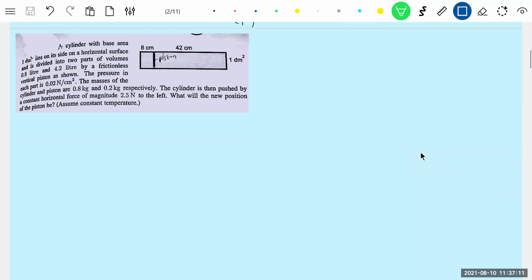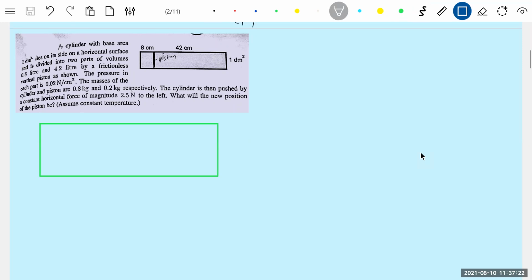We have a container like this, and I'll bring a piston. The mass of the container, let it be mc. Mass of the piston, let it be mp. Then the cylinder is pushed by a constant horizontal force of 2.5. Pushed or pulled? Okay, okay, I'll push it here.